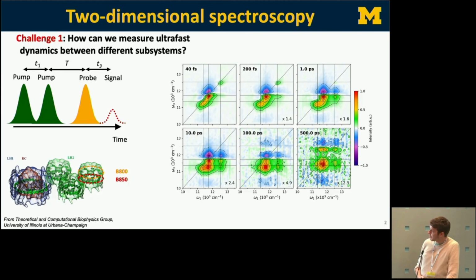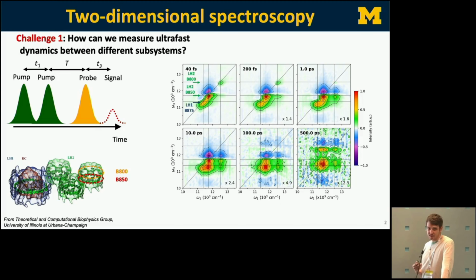And the interesting part are the cross peaks, the off-diagonal peaks, because that tells you: excite the system at one part, at one frequency, but you see the energy after some time delay at another subsystem, at another frequency. And by following all these different peaks and analyzing them, you can basically find all the different processes and see how the energy moves through the system. So that's cool. That's already one challenge solved.